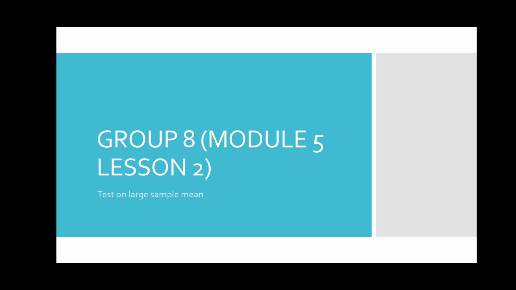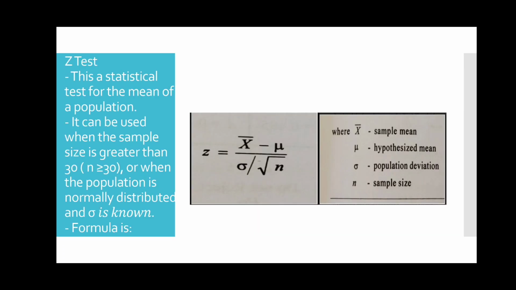Module 5, Lesson 2. Test on large sample mean. Z-test. These are statistical tests for the mean of a population. It can be used when the sample size is greater than 30 or when the population is normally distributed and the population deviation is known. This is the formula that we will use.